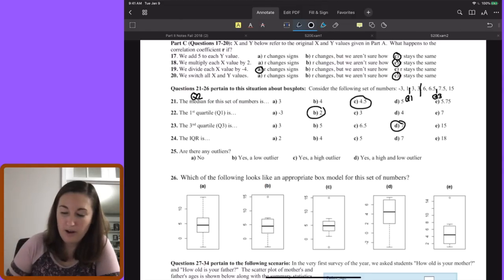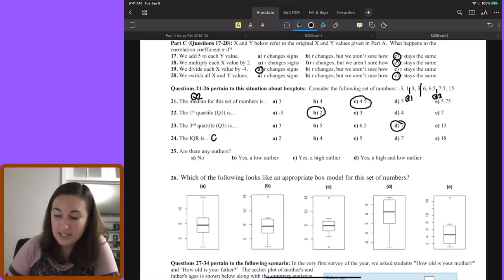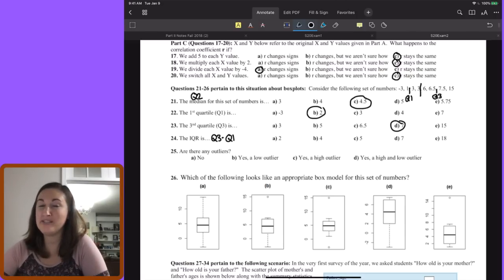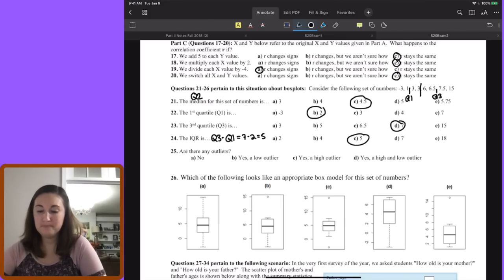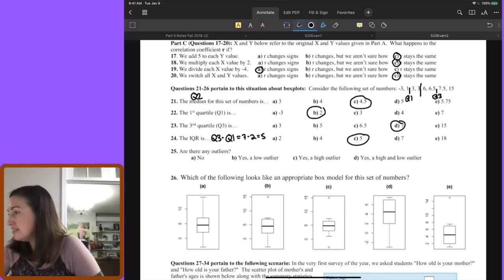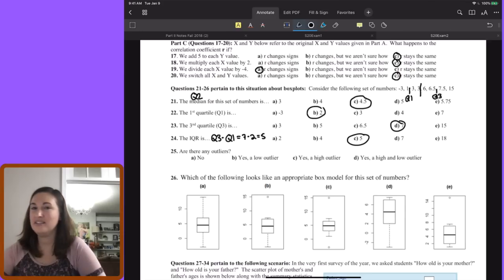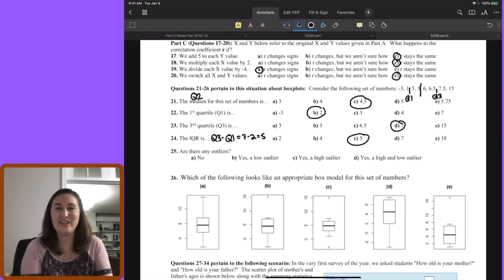And then the IQR is another measure of spread. It's the third quartile minus the first quartile, or in other words, it's the middle 50% of the data. So on the box plot, it's the box. So in this case, we would have 7 minus 2, which is 5. Okay, let's see. I'll give you guys just a minute to see if there's any questions so far.